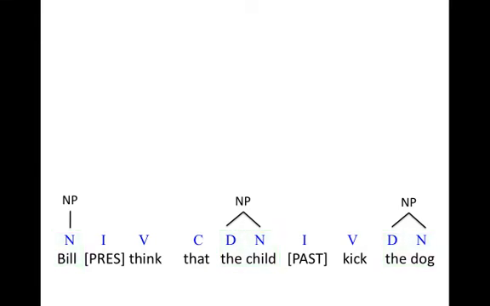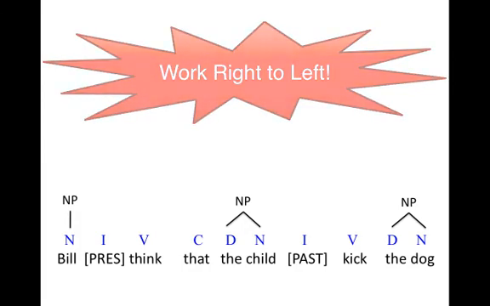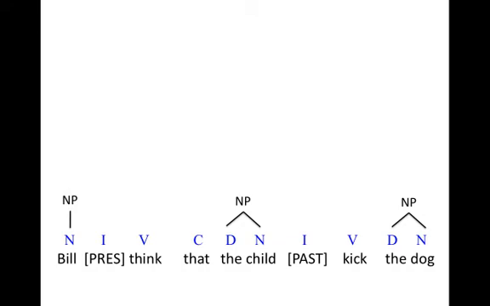Okay, so the next thing that we're going to do is start building up verb phrases. But as I said earlier, we want to start from the right and work our way toward the left. So the verb that we have on the right is kick, and we end up with this verb phrase over here, kick the dog. Okay, continuing to work our way from right to left, we're going to merge in our I element, which is our past marker. So I plus a VP becomes I bar.